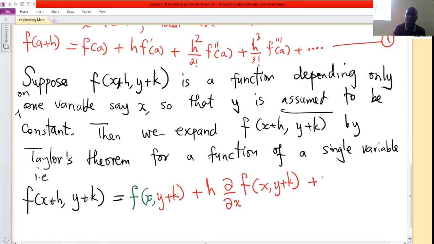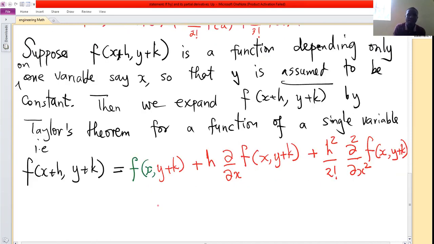Plus h squared over 2 factorial, partial squared, partial x squared, and the function is still x comma y plus k. Then plus h power 3 over 3 factorial, third derivative with respect to x, the function remains x and y plus k, and then plus several other terms.